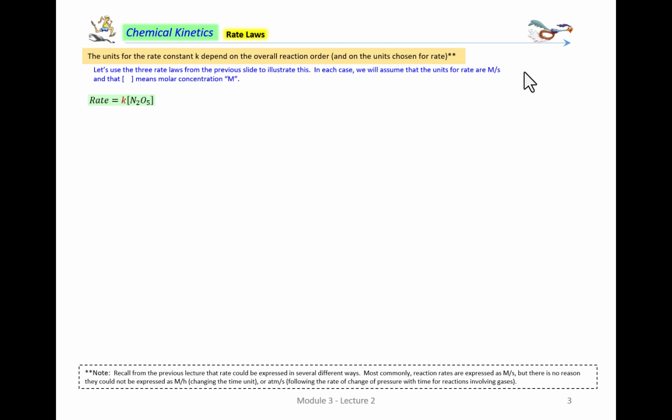The first rate law was rate equals K times the N2O5 concentration to the first power. I've made the K red here just to emphasize that we're looking at the units for K. And recall the units for rate are molar per second, and the units for N2O5 concentration would be molar. So I'm simply going to solve for K, and we'll see what the units come out to be. If I divide both sides by M, I'd get rid of the M on the right, and we just have K, and we'd have molar per second divided by molar.